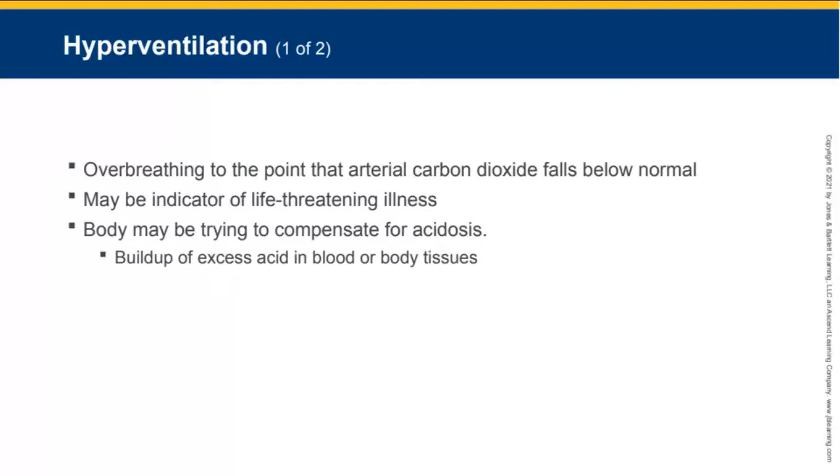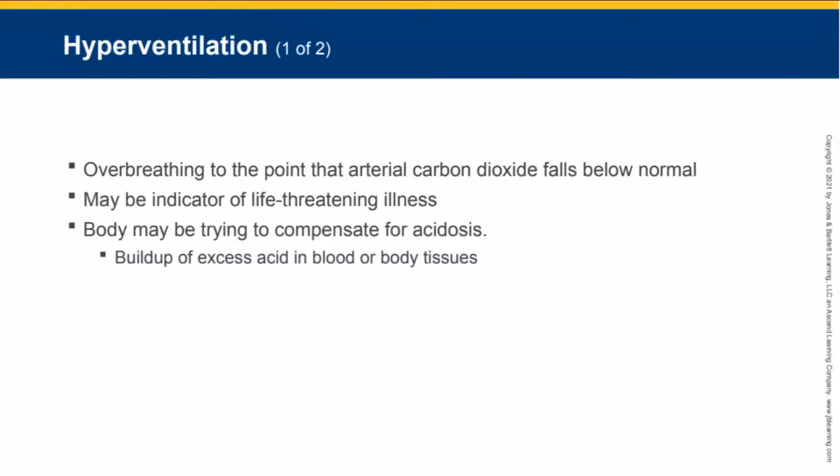All right, now we move on to hyperventilation. Hyperventilation is overbreathing to the point that the level of arterial carbon dioxide falls below normal. This may be an indicator of a life-threatening illness. For example, the body may be trying to compensate for acidosis, which is a buildup of excess acid in the blood or the body tissue.